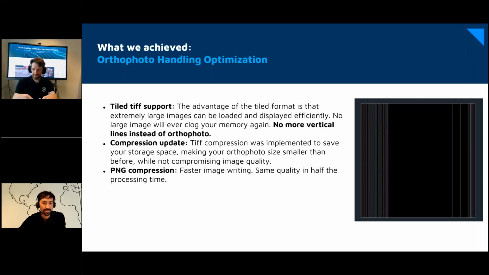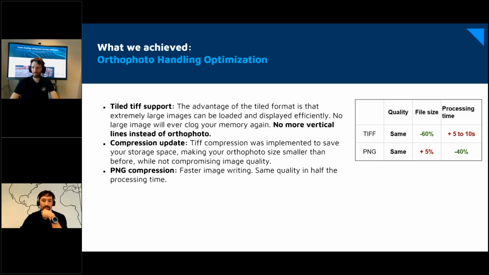The one thing that is a downside of the TIFF format is its size. So we tried to reduce that by adding compression. There is no quality drawback, so we don't get images where you would see some compression artifacts. They are the same quality, but significantly smaller. We can show you the table here.